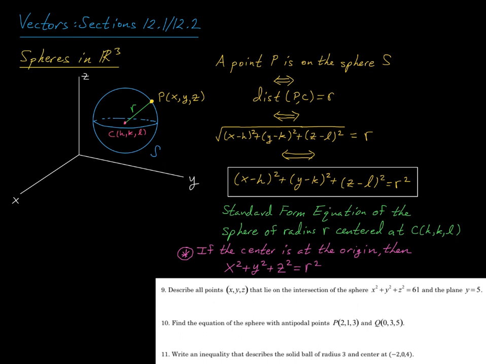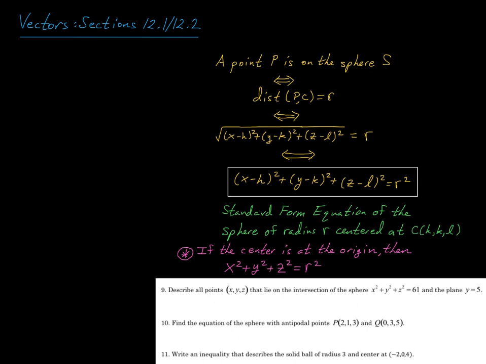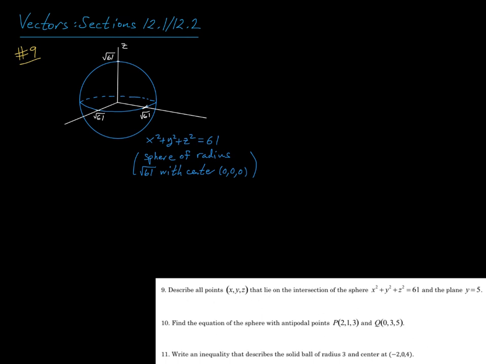All right, cool. So now, with all that in place, let's go ahead and check out question 9 on the worksheet. So it says, describe all points x, y, z that lie on the intersection of the sphere x squared plus y squared plus z squared is equal to 61, and the plane y equals 5. Okay, so first off, this equation x squared plus y squared plus z squared is equal to 61. Well, based on what we just saw, this describes the sphere of radius root 61 with center at the origin. So you see that here in blue.